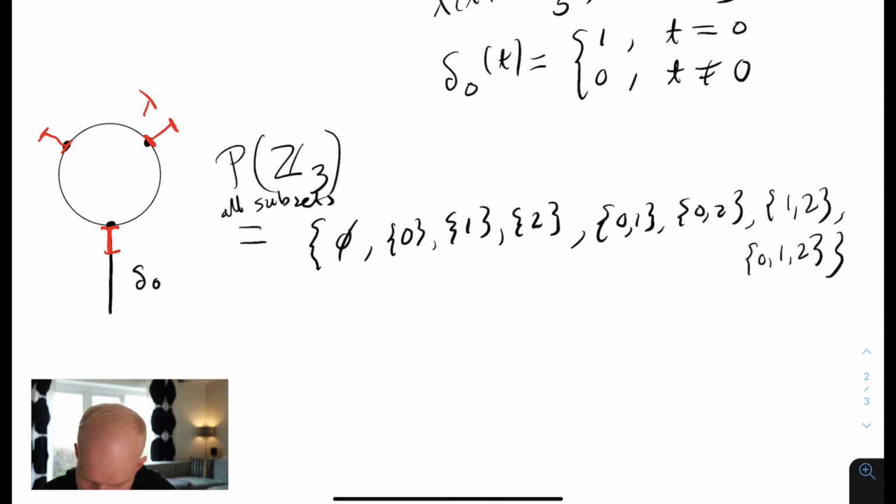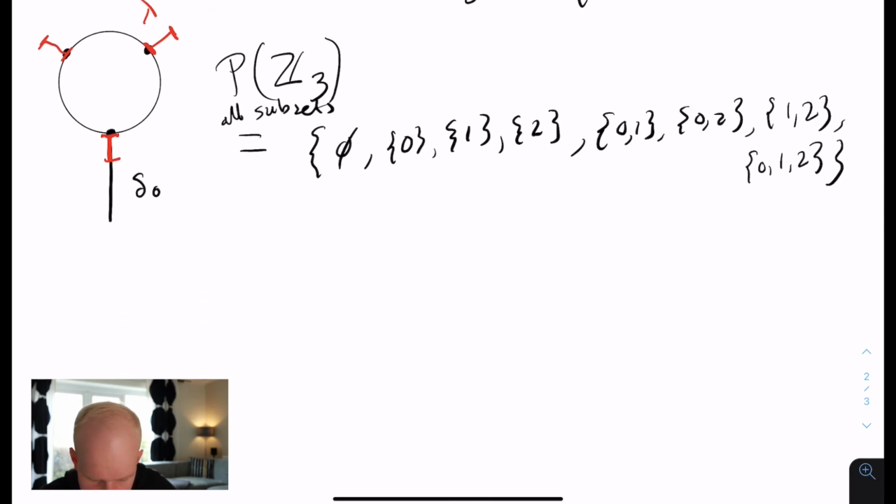There should be 2 to the power 3 sets. Am I missing one subset here? Oh, no, it's fine, that's all the subsets.